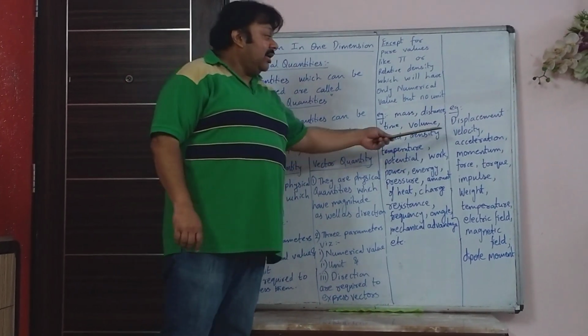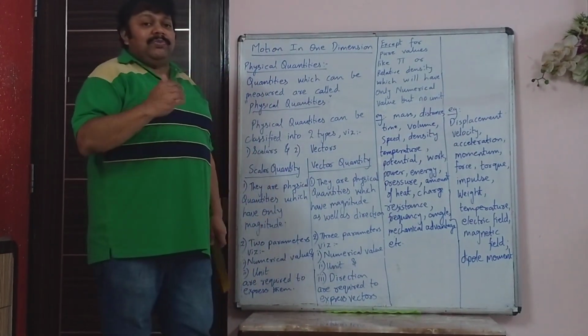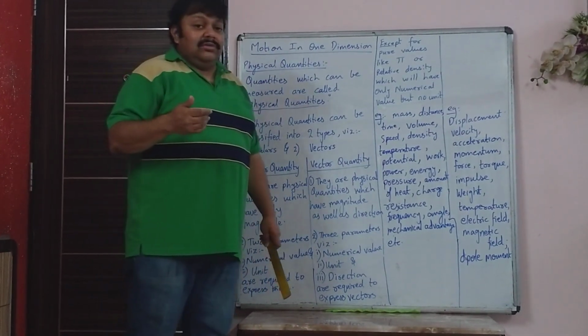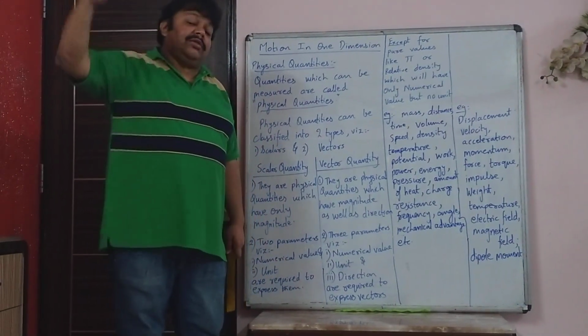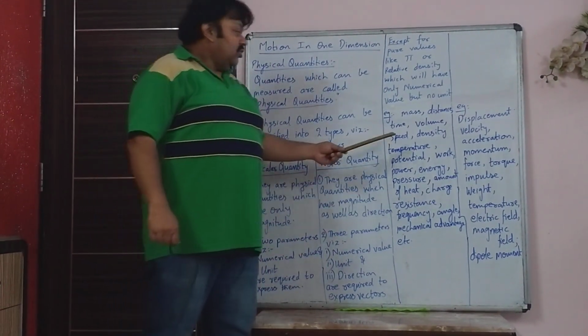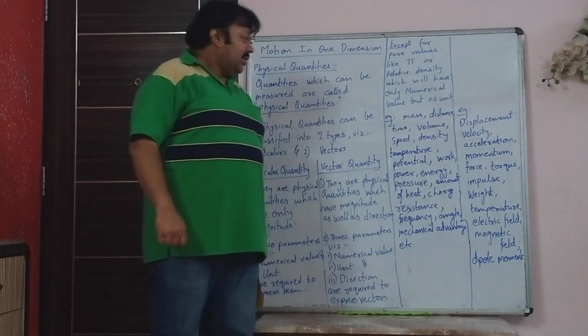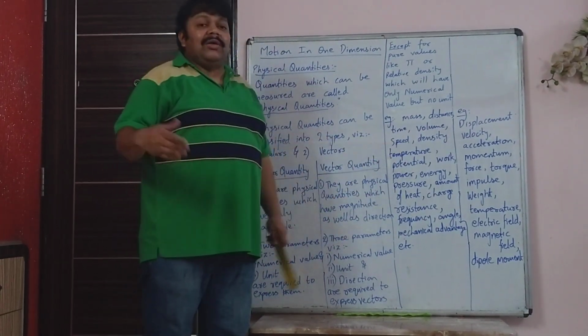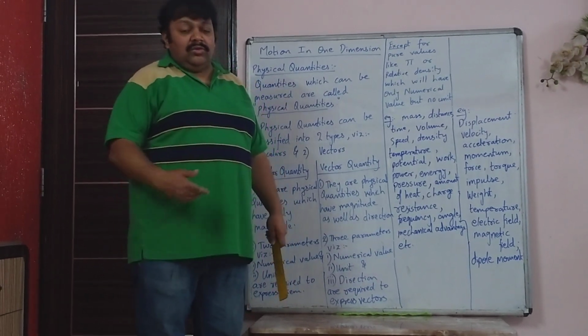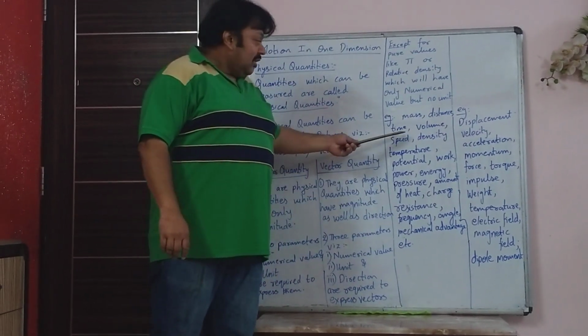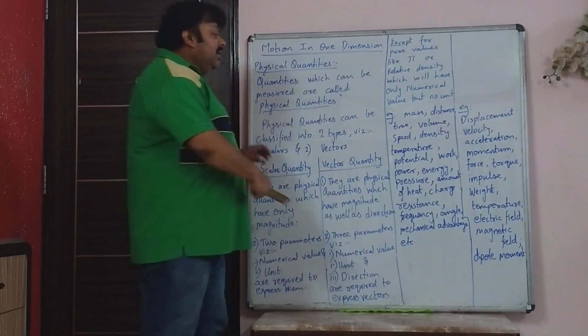Similarly, speed and velocity. Speed does not take direction, whereas velocity considers the speed as well as it takes direction into account. So speed is scalar, velocity is vector. Then time. Time is 5 seconds. We don't tell time is 5 seconds towards the north or towards east. So time is scalar, volume is scalar.